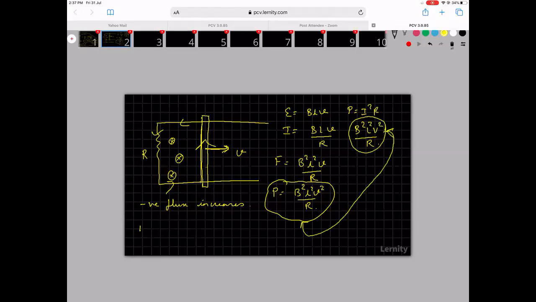So mechanical energy is converted into electrical energy.